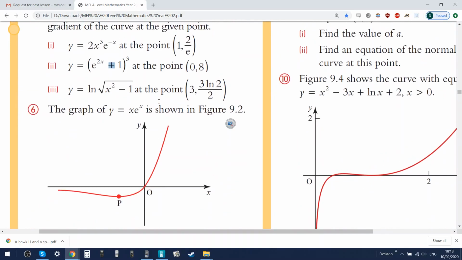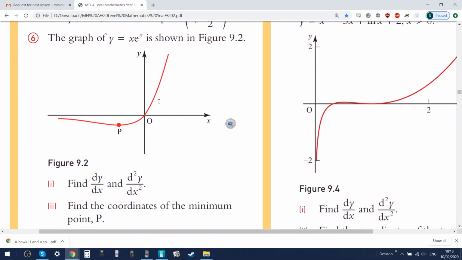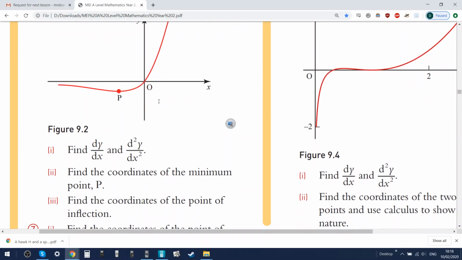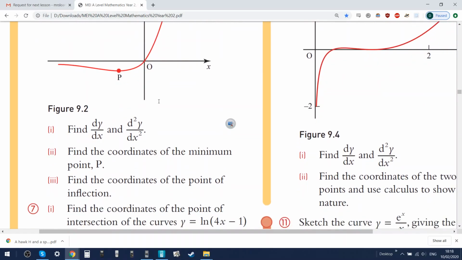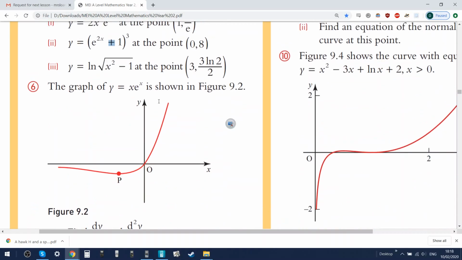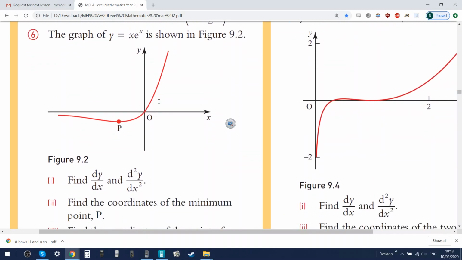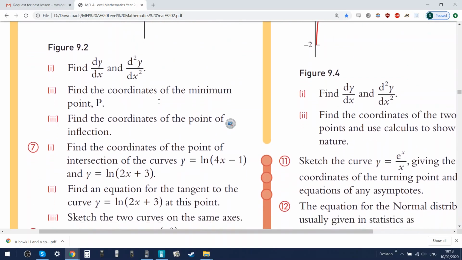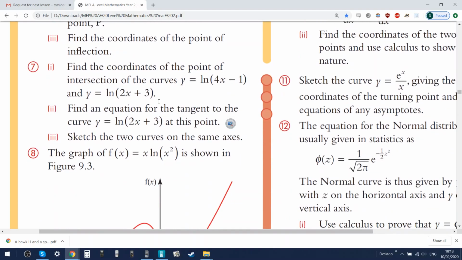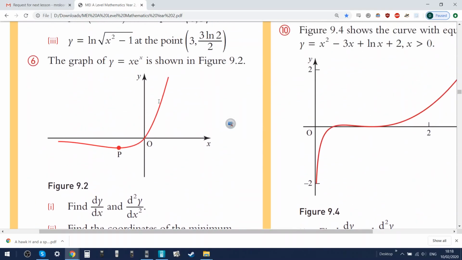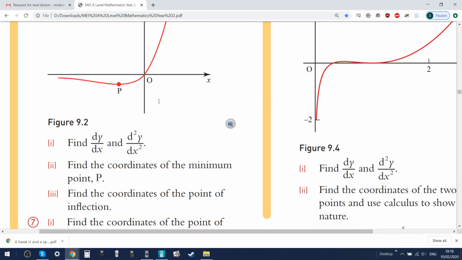But let's do this one. First, minimum P. And so, how do you find the minimum point? Sorry? How do you find the minimum point on a graph?